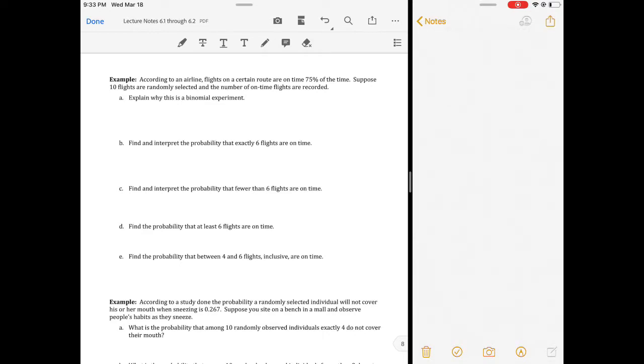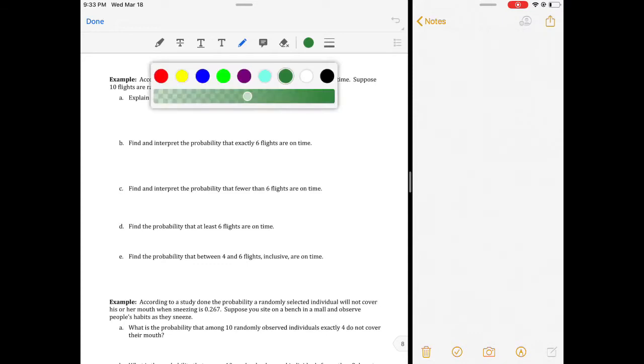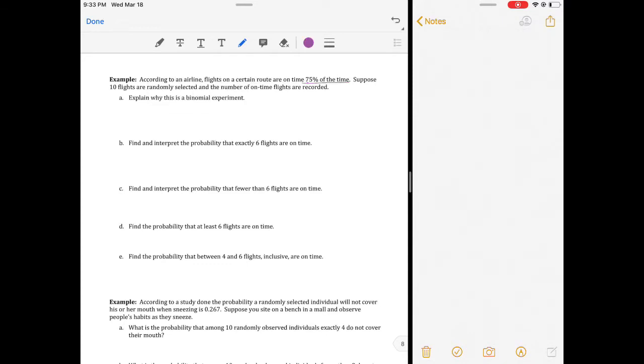So, according to an airline, flights on a certain route are on time 75% of the time. Suppose there are 10 flights randomly selected and the number of on-time flights are recorded. First, we want to talk about, is this a binomial experiment? So remember, we're going to abbreviate it with BINS. B represents binary, right? There's a success or failure. So it's either on time or not, right? Nothing between.